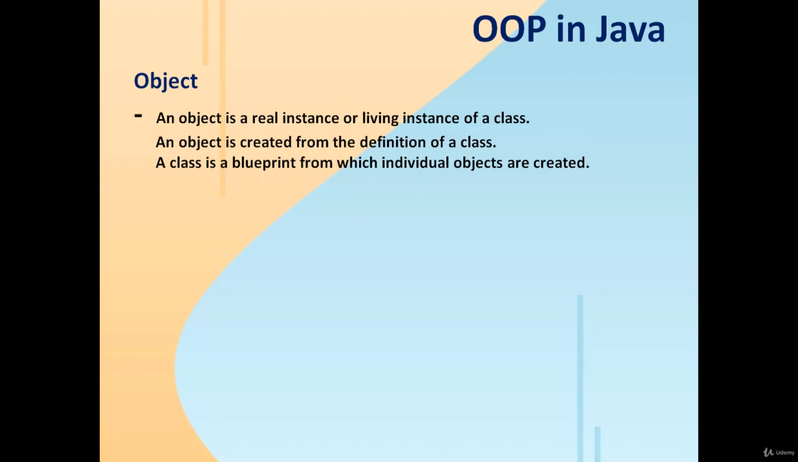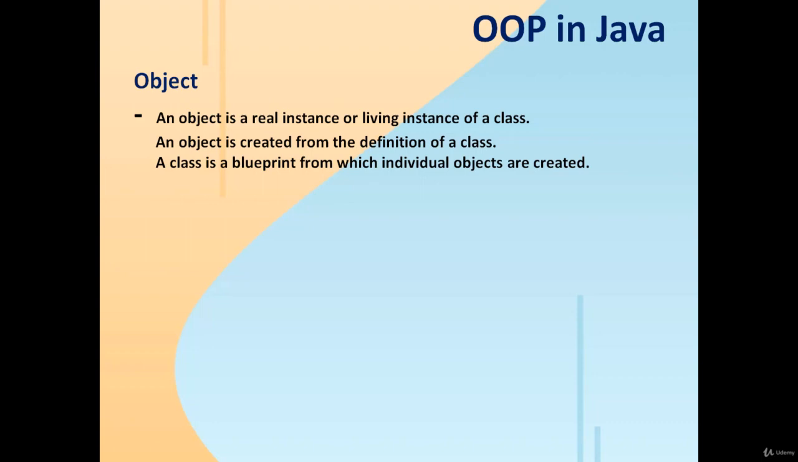So what is an object? An object is the real instance or living instance of a class. An object is created from the definition of a class. A class is a blueprint from which individual objects are created.